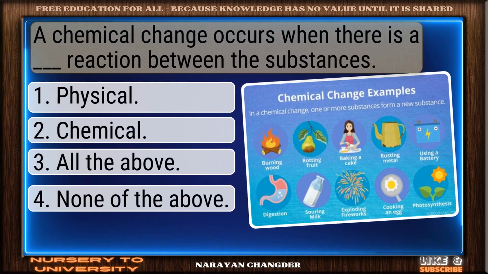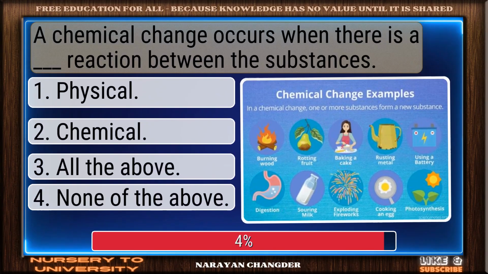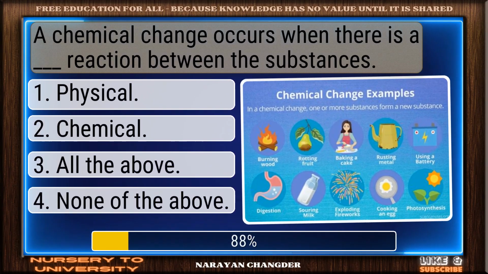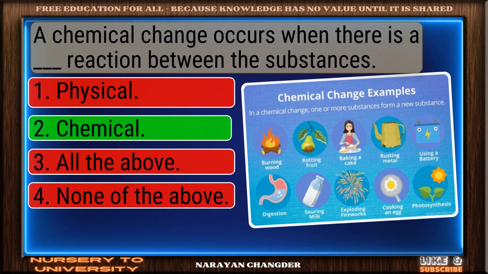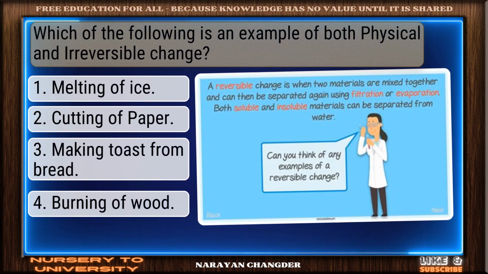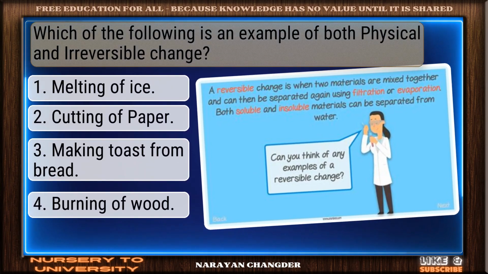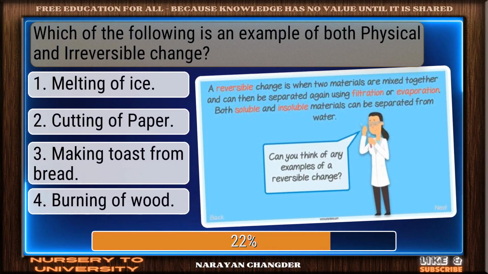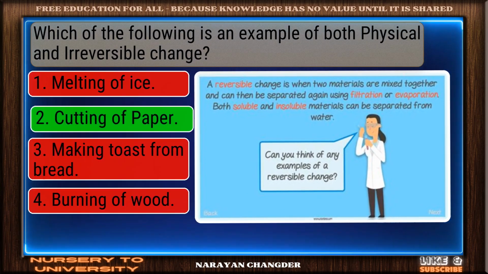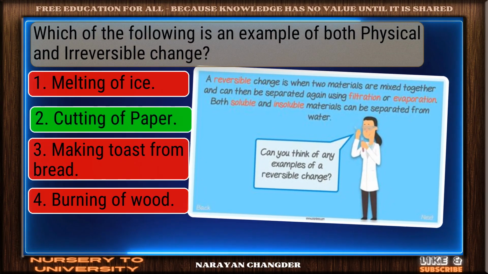A chemical change occurs when there is a dash reaction between the substances. Well reasoned. Chemical is the correct choice. Which of the following is an example of both physical and irreversible change? Correct response. Cutting of paper is the most accurate answer.